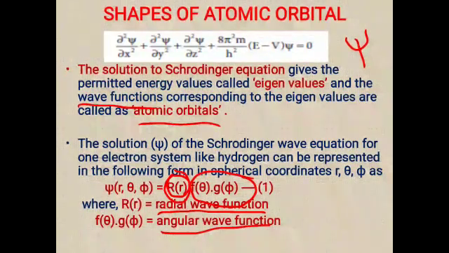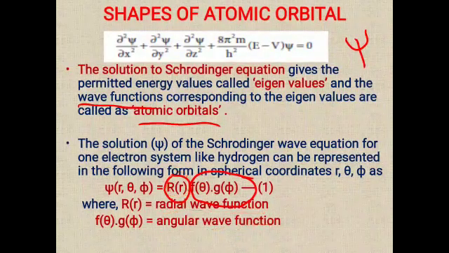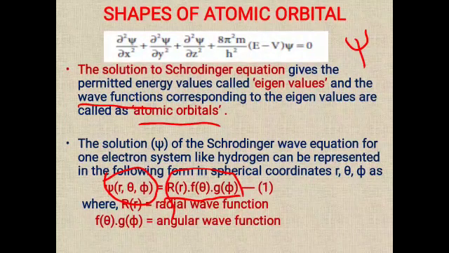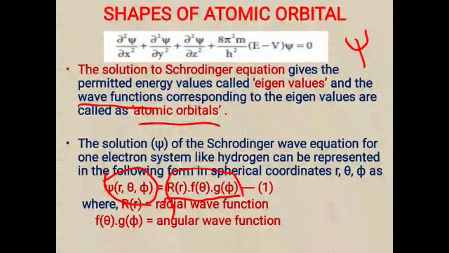So by multiplying the radial wave function and the angular wave function, we can calculate the wave function with respect to r, theta and psi of an electron at a particular point. Just by calculating these things, we can get the wave function psi.